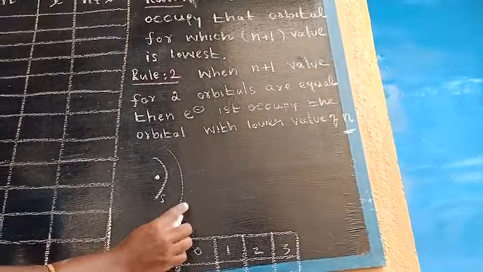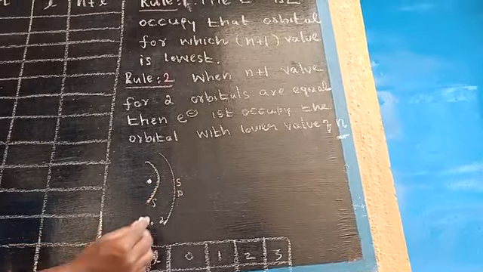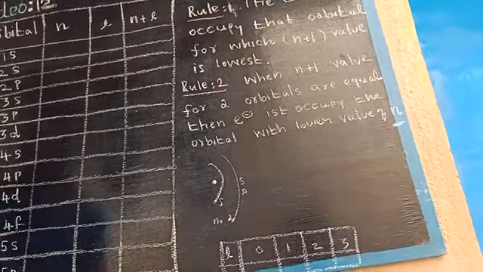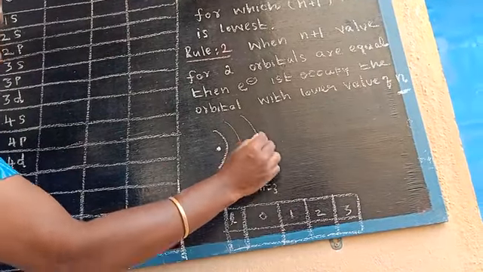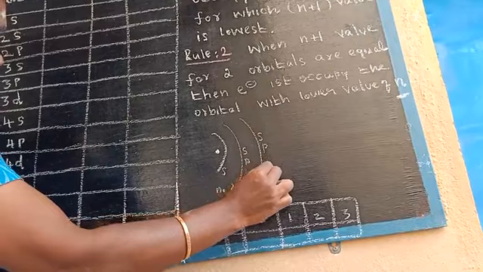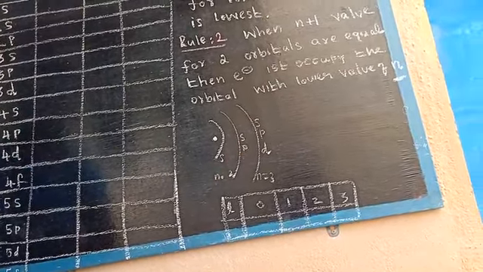Next, n is equal to 2. Here s orbital as well as p. So 2s and 2p. Next third, n is equal to 3. Here s orbital, p orbital, d orbital. 3s, 3p, 3d. Okay children.